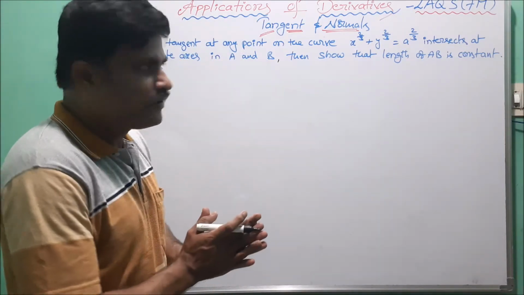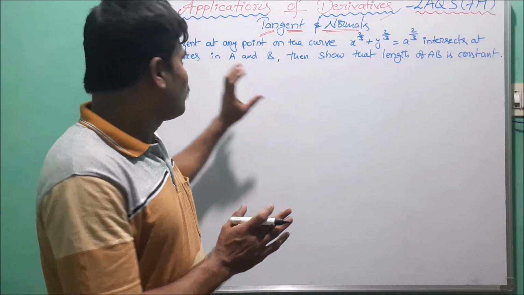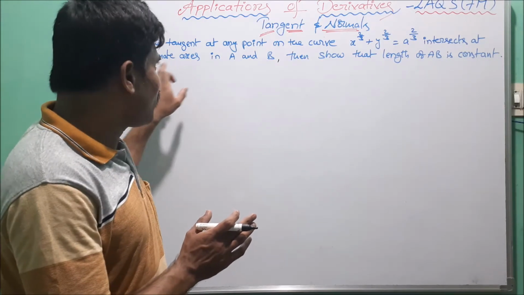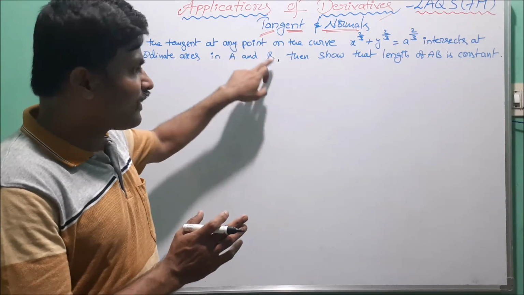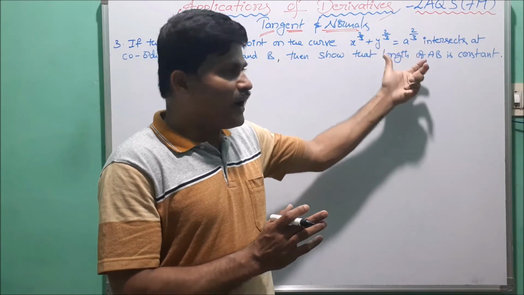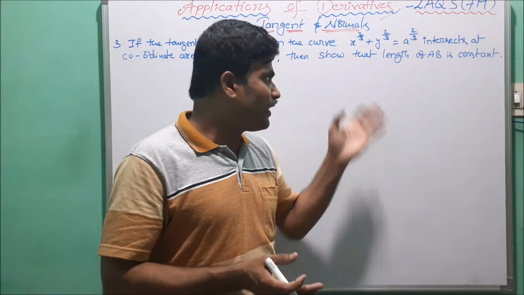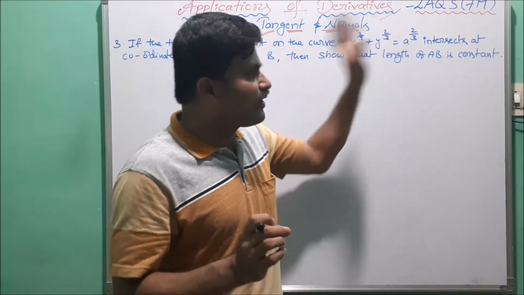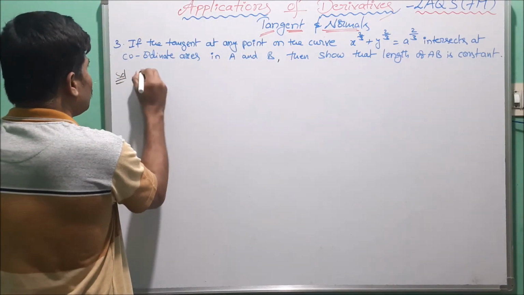Here, first we find the tangent equation to the given curve, and that tangent intersects the coordinate axes at 2 points A and B, at the x-axis in A and at the y-axis in B. Now, to show that the length of AB is constant, before finding the length of AB, we first find the equation of the tangent to the given curve. Now we go to the solution.